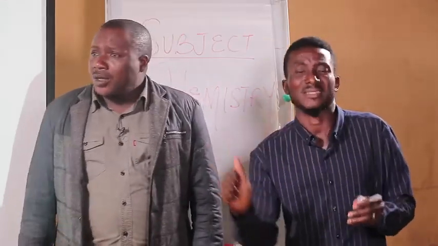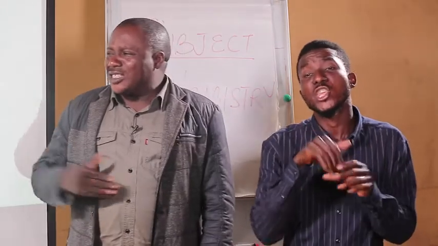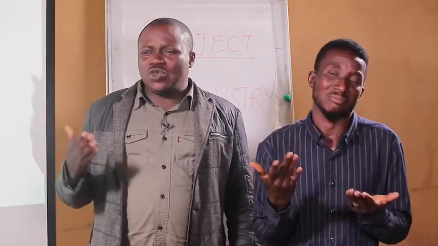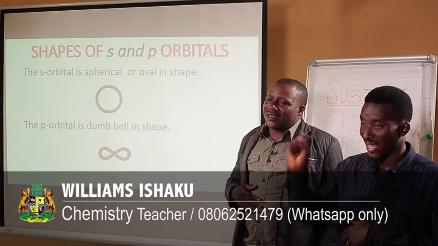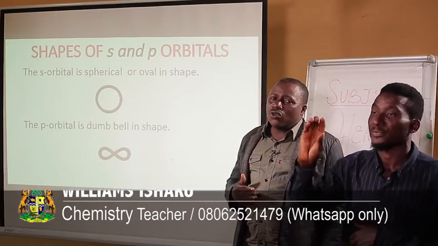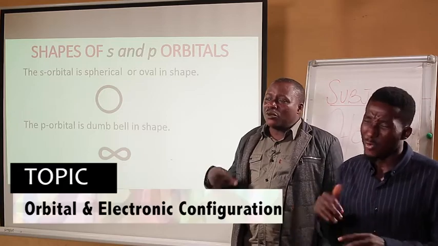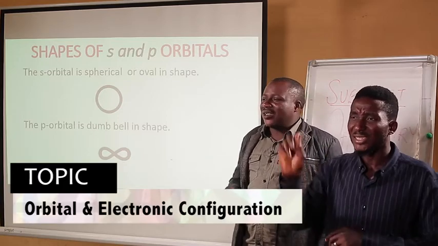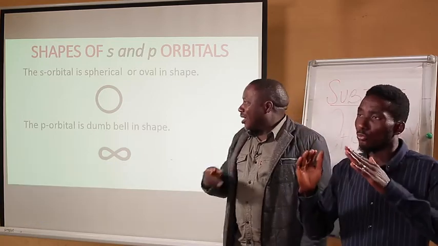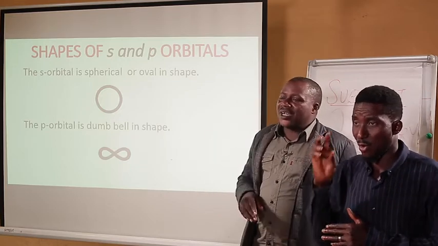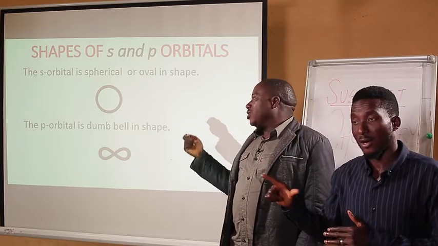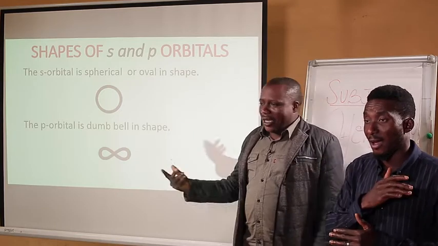My student, in your exam, sometimes as simple as it might look, they can ask you to give the shape of s and p orbital. In chemistry, we are made to understand that the shape of the s orbital is spherical. Some would call it oval, while that of the p orbital is a dumbbell shape, as you can see above.